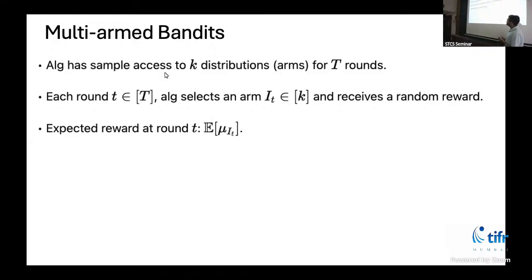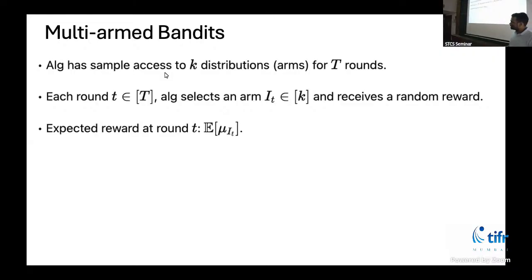The answer is yes, because once I_t is fixed, once the arm that we choose is fixed, the random draws are independent. I_t is F_{t-1} measurable, and that quantity is independent. So that's the expected reward that we get.